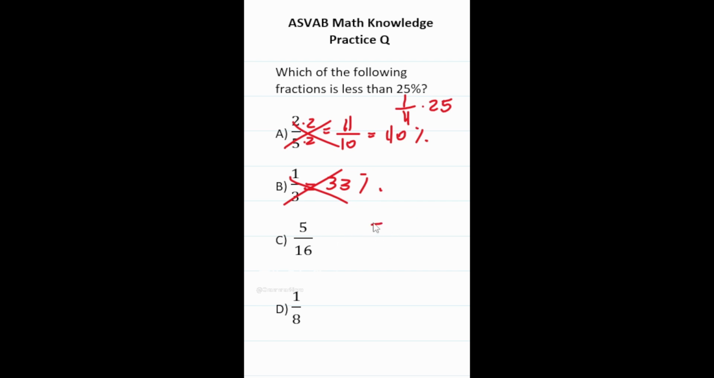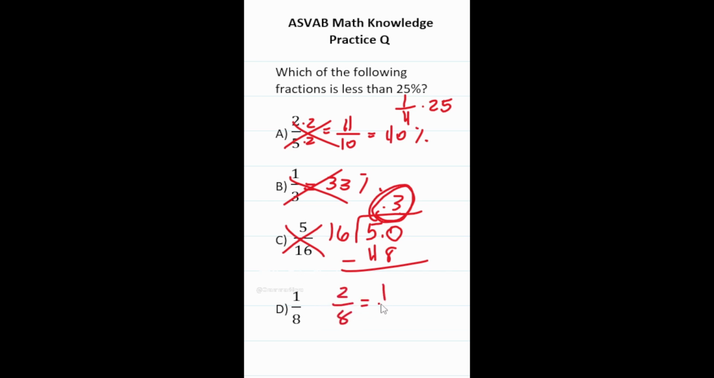5/16. Let's start this long division here. 5 divided by 16. Add a 0 and a decimal. 16 goes into 50 3 times without going over. 16 times 3 is 48. This is going to be 0.3 something, so I know this is bigger than 25%. What about 1/8? Well, what is 2/8? 2/8 is the same thing as 1/4. 2/8 is bigger than 1/8. So the correct answer here is D.